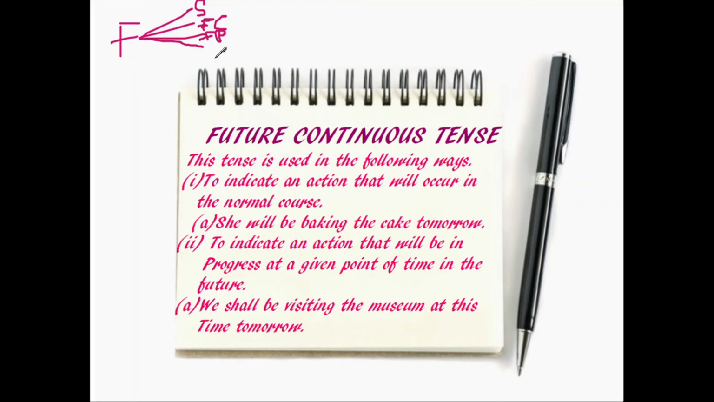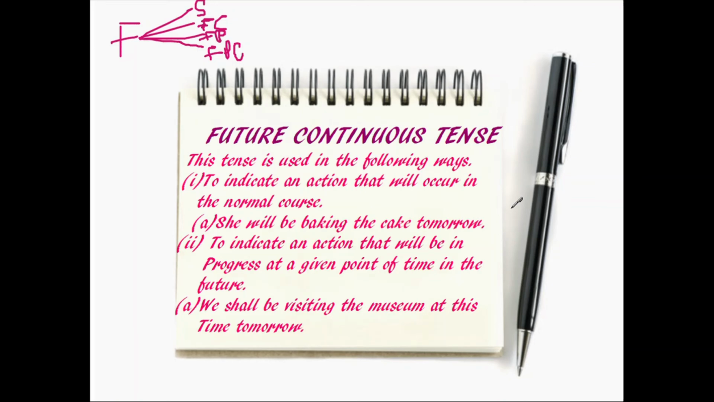Then the fourth one is future perfect continuous, FPC. Okay guys, so we are now going to discuss the second type of future tense. And this tense can also be expressed in many ways. So these are the ways.